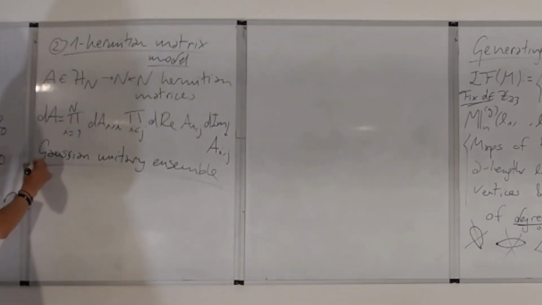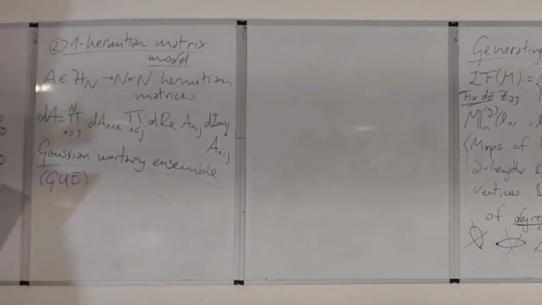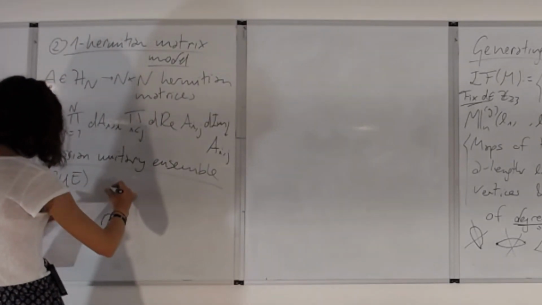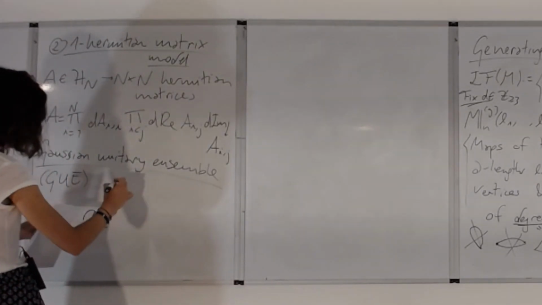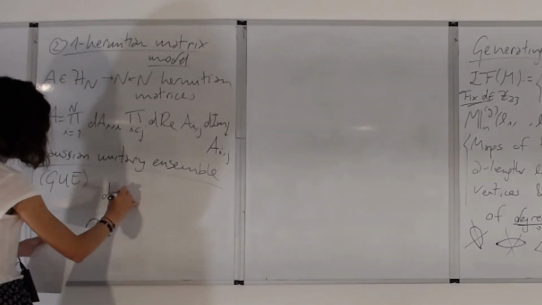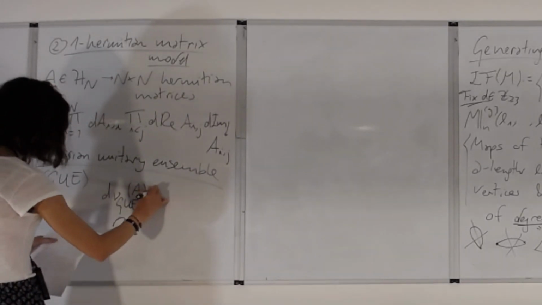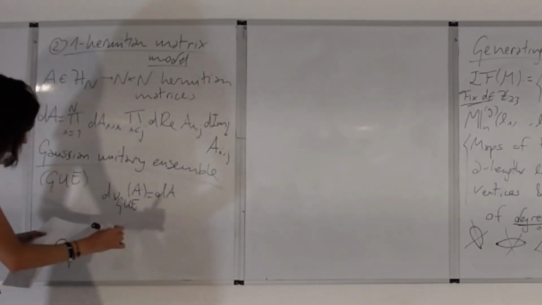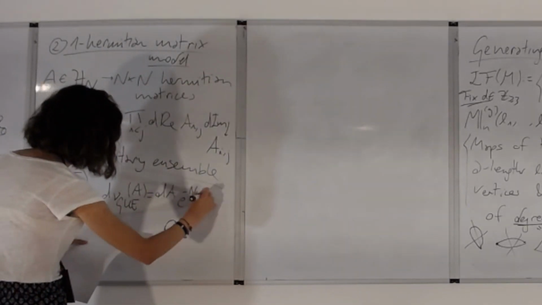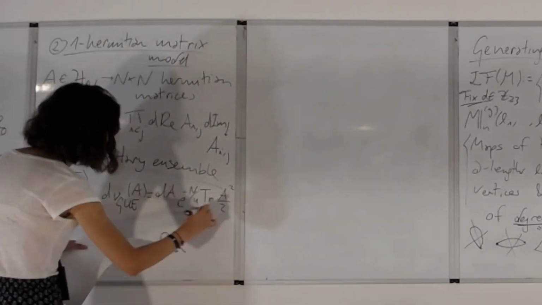So this is abbreviated very often as GUE. And then this is described by the Gaussian unitary measure that I just write down. Then you take the Gaussian, as you can imagine, but for matrices. So we just take the trace of A squared over 2.